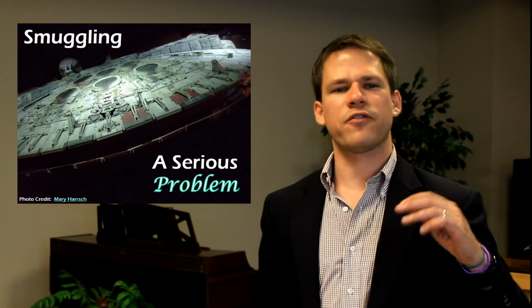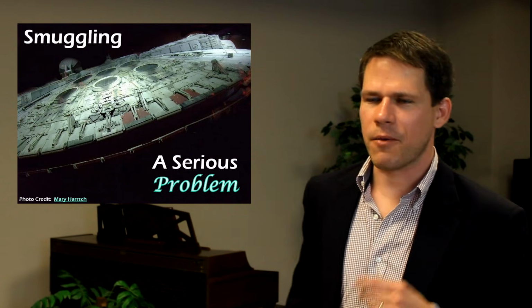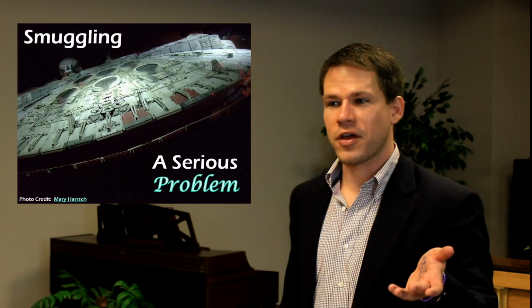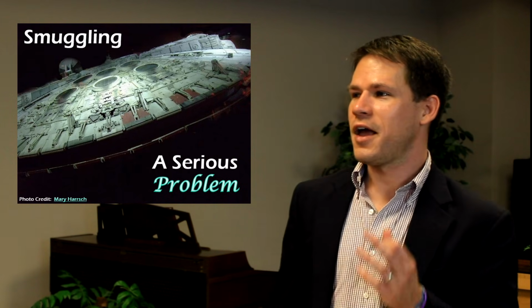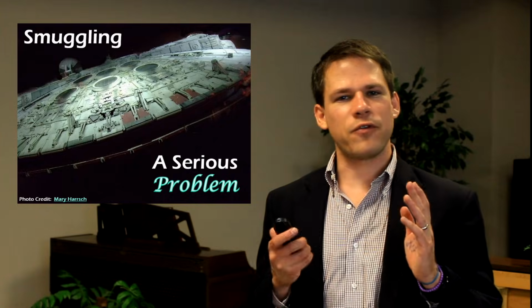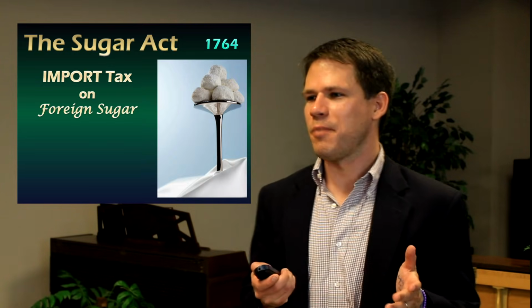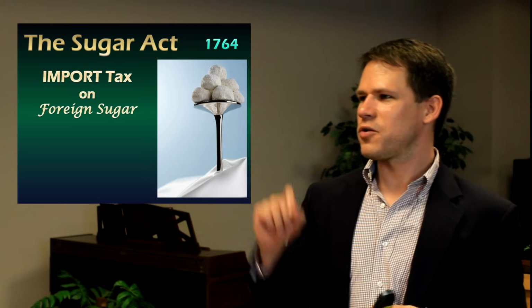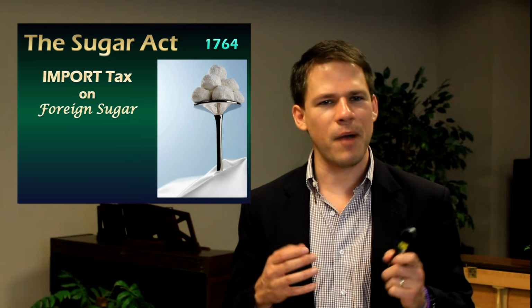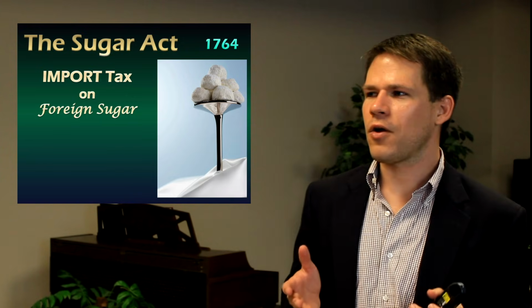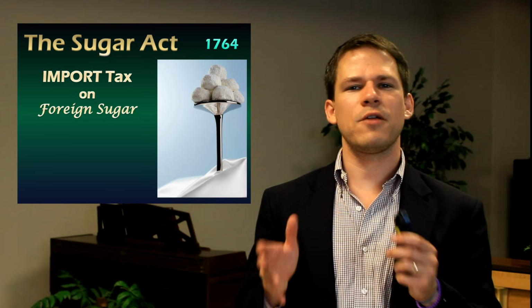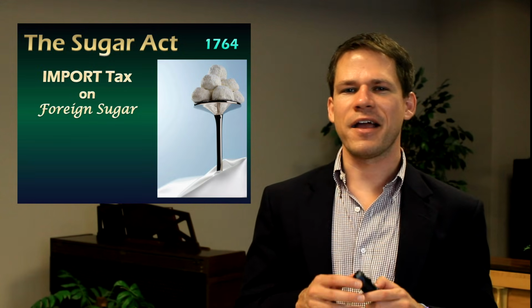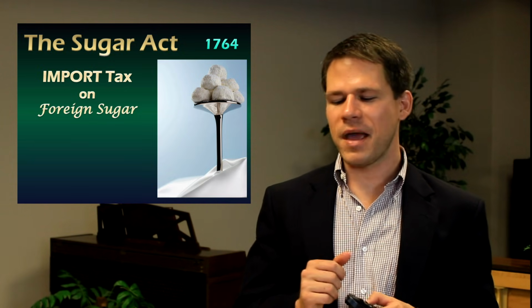Now, first of all, smuggling. It was a serious problem. Now, we got a new Star Wars movie coming out, I think Christmas, and you're going to see Han Solo, famous smuggler on the Millennium Falcon. Now, this is a serious problem. John Hancock was a smuggler. A lot of people know him for his signature. They don't realize this guy made a lot of money smuggling, because what happened here was, although the colonists were not supposed to trade with other colonies, they did it anyway because it was cheaper and they could make money.